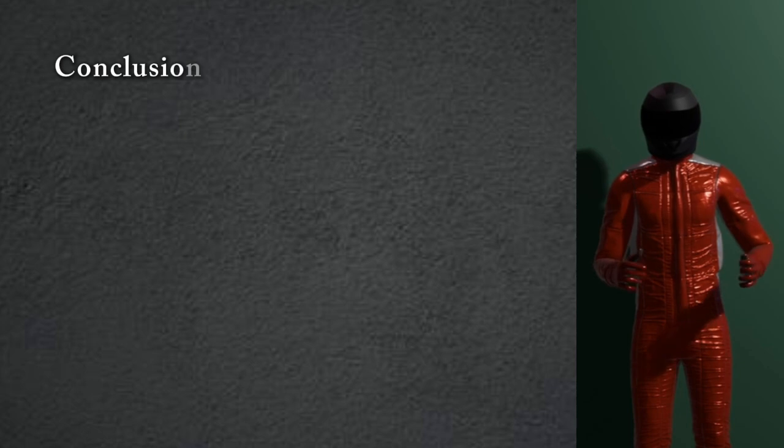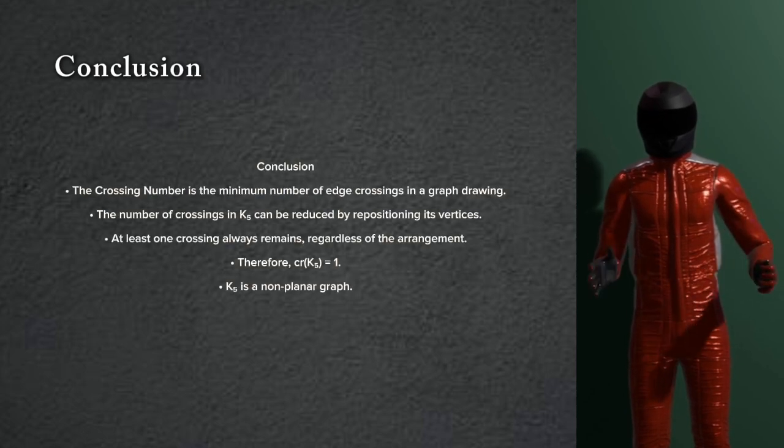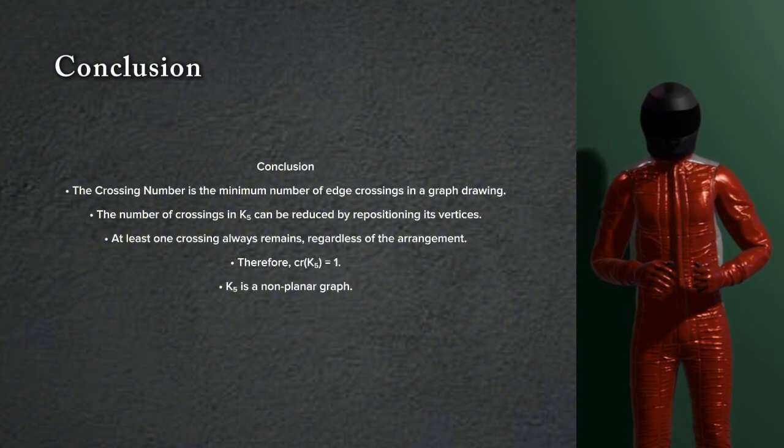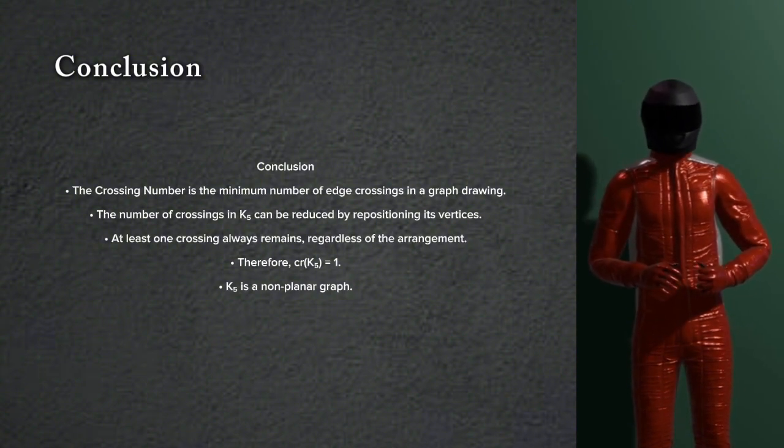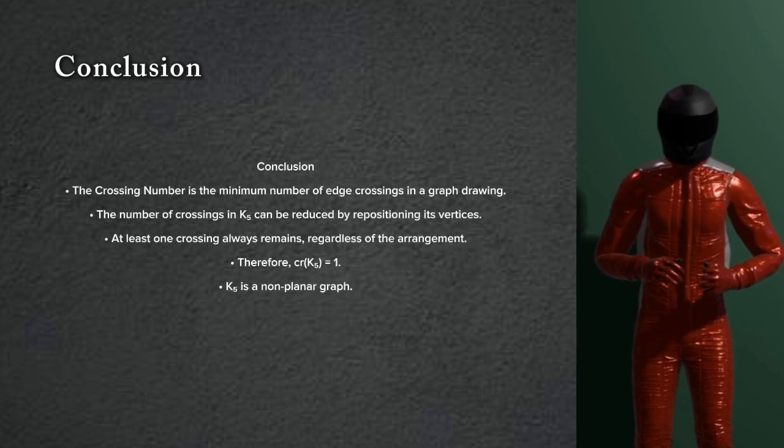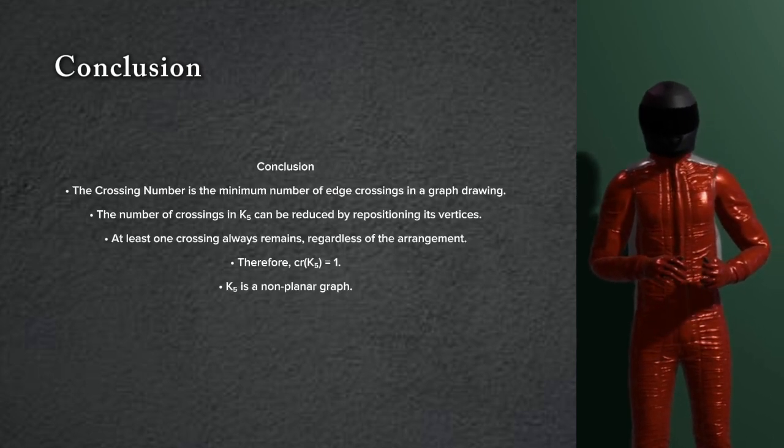Conclusion. The crossing number is the minimum number of edge crossings in a graph drawing. The number of crossings in K5 can be reduced by repositioning its vertices. At least one crossing always remains, regardless of the arrangement. Therefore, CR(K5) = 1, and K5 is a non-planar graph.